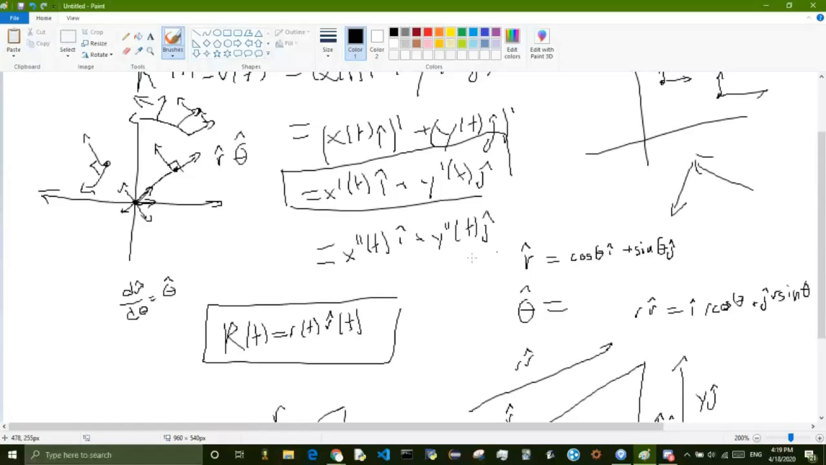And we can do the derivative over here. We get negative sine theta times i hat plus cosine theta times j hat. All right, now we have the basis vectors in terms of i hat and j hat, right?